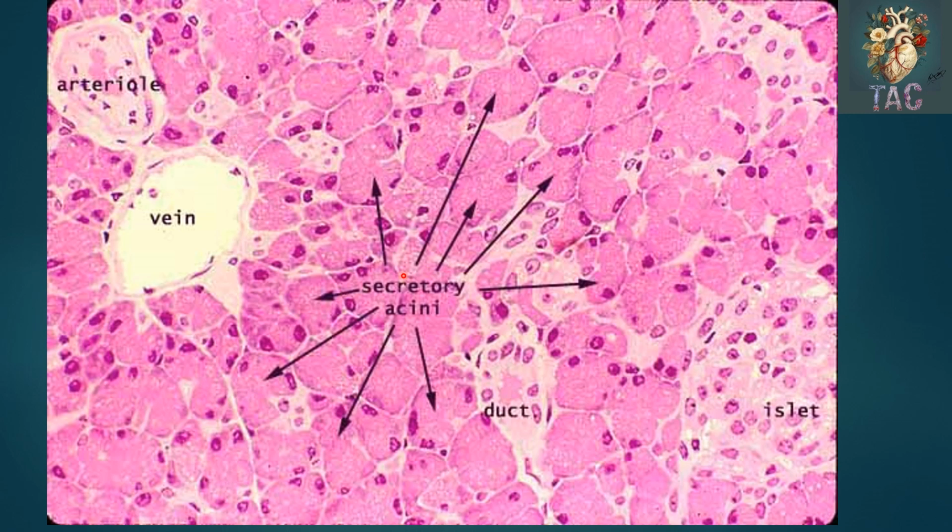Another H&E stain section of the exocrine portion of the pancreas. Here you can see a large number of secretory acini which are serous in nature, and here you can see the duct as well. This is the portion which is the endocrine portion called the islet of Langerhans. Here you can see the blood vessels as well.